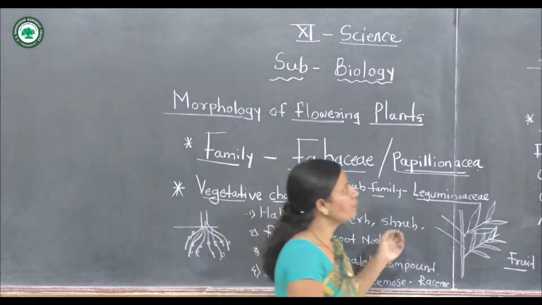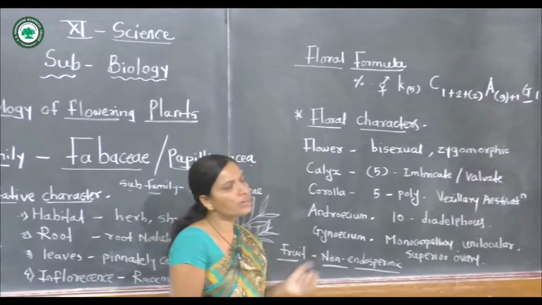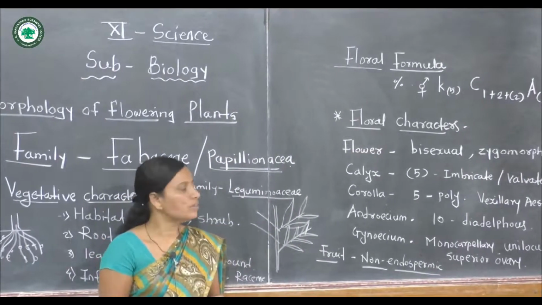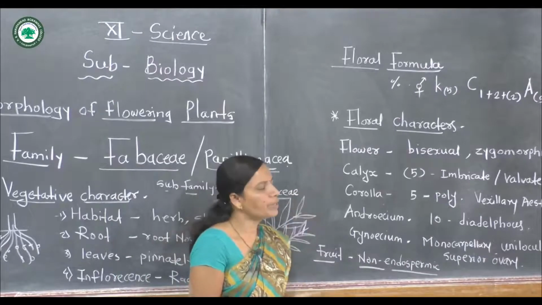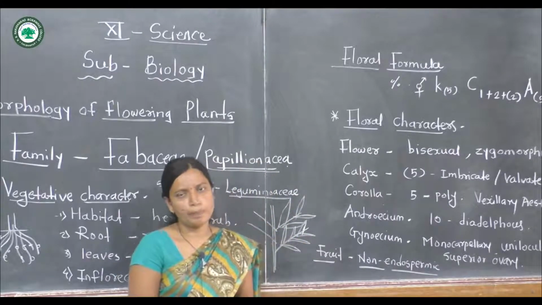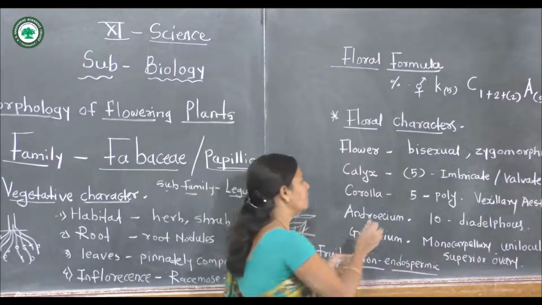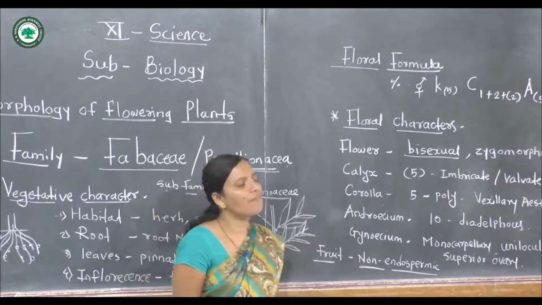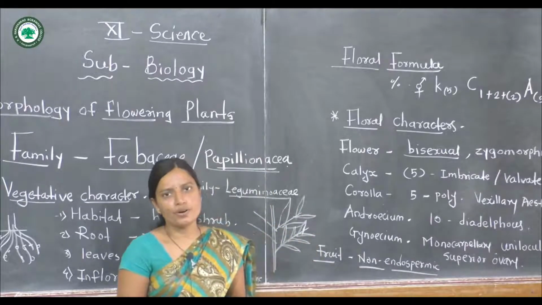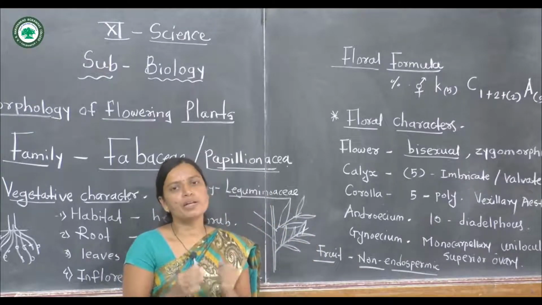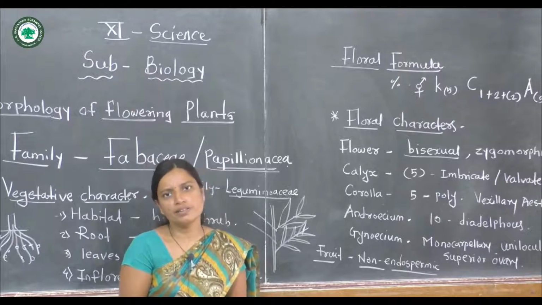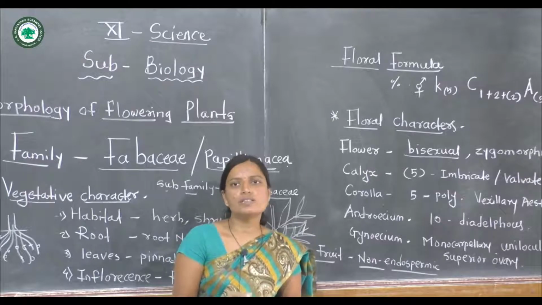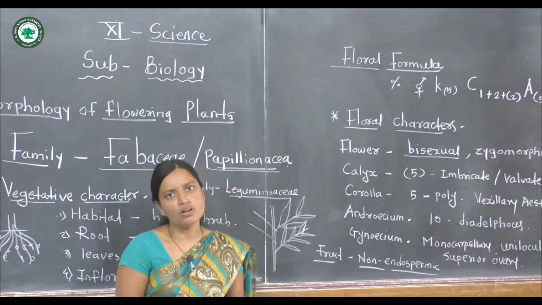Now the next characters of this family are the floral characters. The structure of the flower shows that the flower is bisexual. What are bisexual flowers? Bisexual flowers have both sex organs, both male and female reproductive whorls, present in the flower, meaning stamens and carpels are both found in it. This is called a bisexual flower.